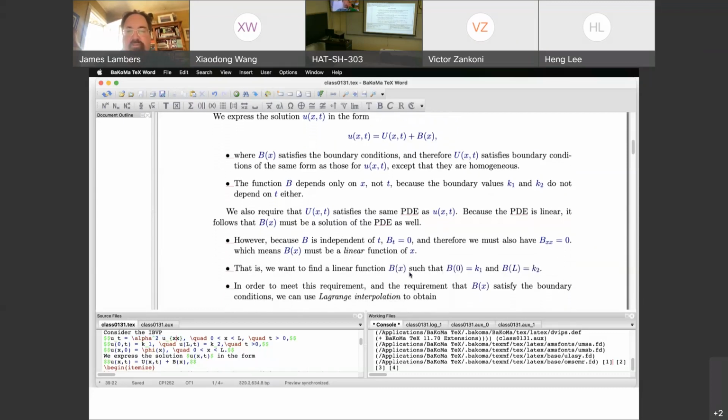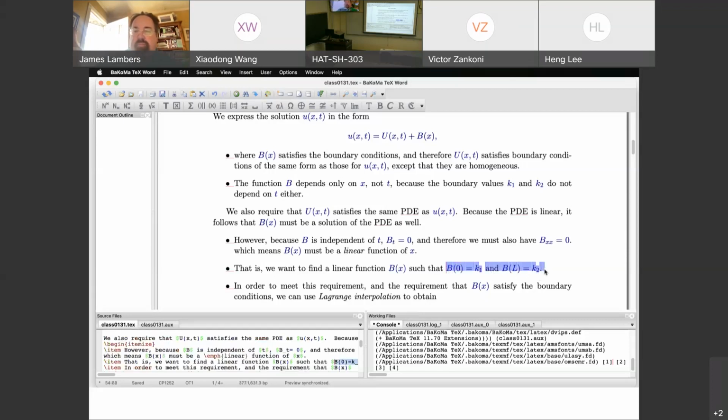So we want to find a linear function that satisfies these conditions. At x equals 0, it's equal to k1. At x equals L, it's equal to k2. Now, this is a problem that you actually know how to solve from lower level math courses. You're trying to find the equation of a line that passes through these 2 points.